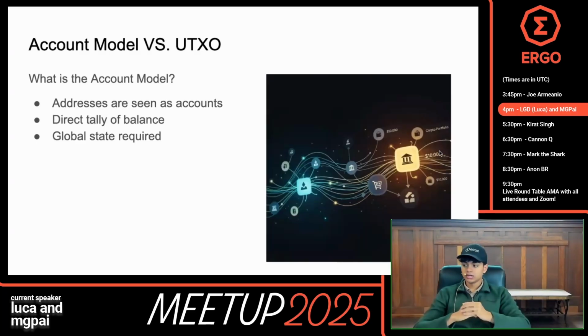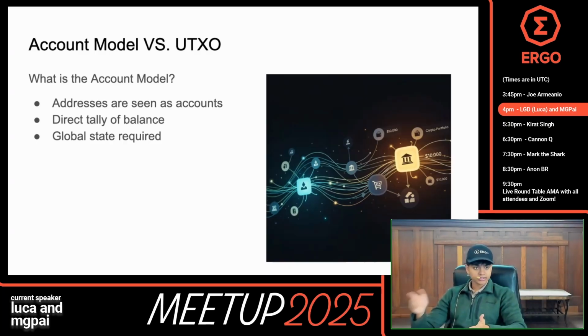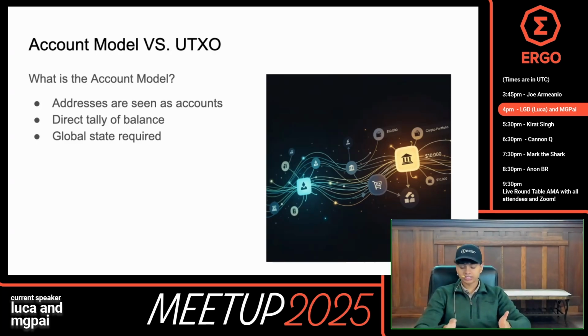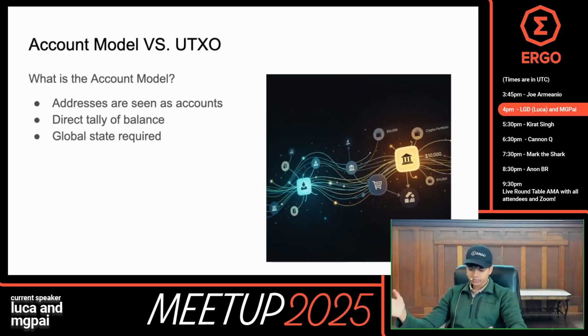So what's the account model? The account model is the newer model, and it was pioneered by Ethereum. The account model is analogous to your bank account, where you just have a list of transactions saying that maybe $10 was deposited and you're spending $1, and you have a list of transaction history. Addresses are seen as accounts and you just have a direct tally of balance. The thing with this, and I think of it as a problem, is that you need global state. So you need to know the history of everything from the start.